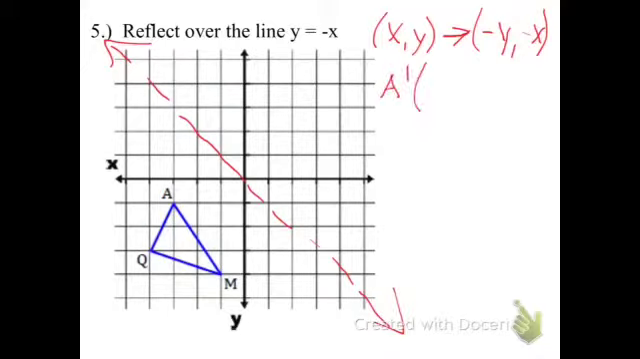And so I'm going to take my A coordinates there. A prime comes from A. A is -3, -1. Switch the order. Switch the signs. And there's my new A prime. So 1, 3. A prime. Q is currently at -4, -3.